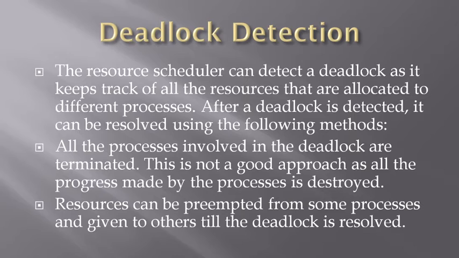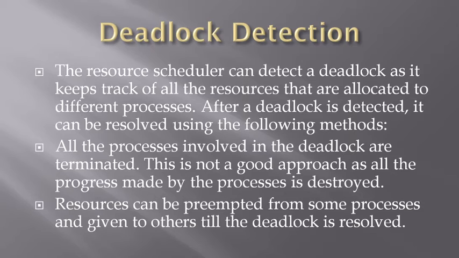In this condition no action can be made, so we have to avoid this situation. No transaction can proceed, and other processes are also waiting for those resources, so no action can be made in the system. This is a bad situation, so we have to detect where the deadlock has happened. The resource scheduler can detect a deadlock as it keeps track of all the resources allocated to different processes. After a deadlock is detected, it can be resolved using the following methods.